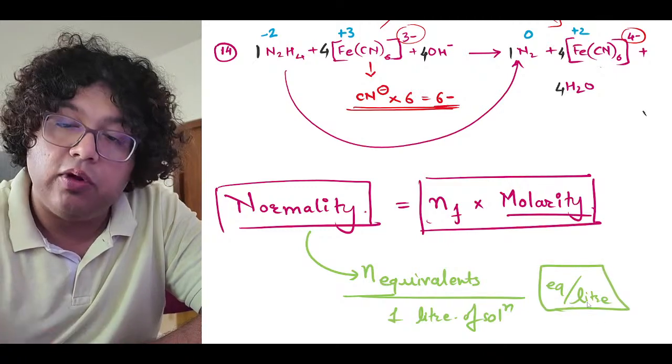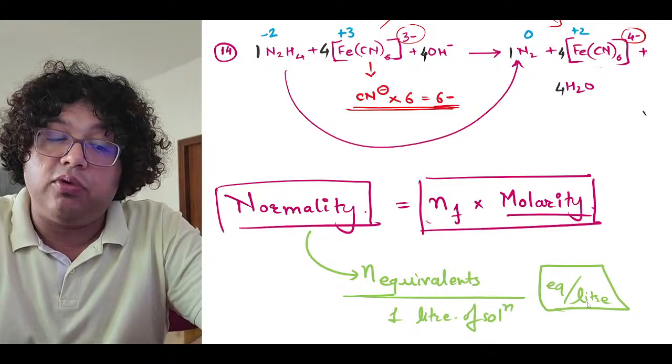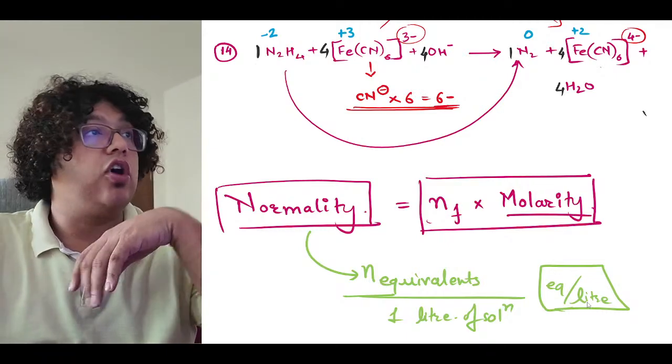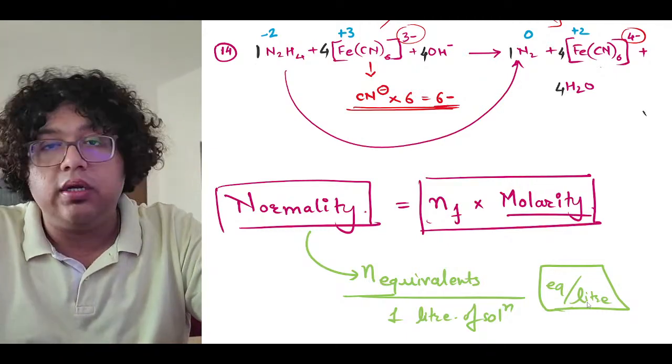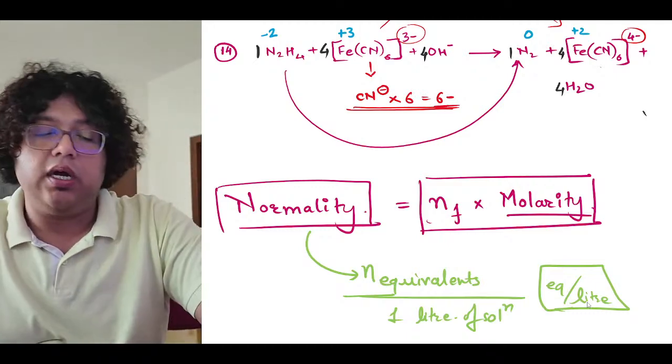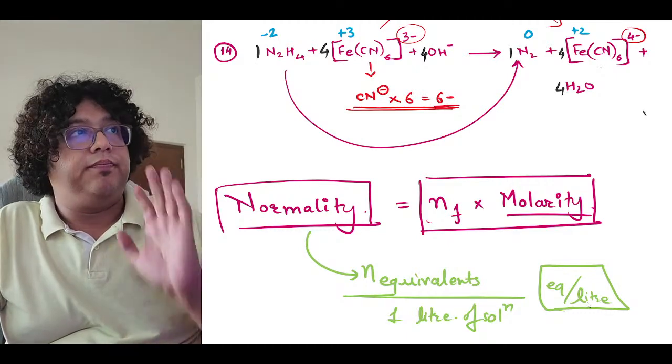So if you look at molarity, the unit for molarity is moles per liter. For normality, it will be equivalents per liter. Are you with me till this part? Are you all with me?